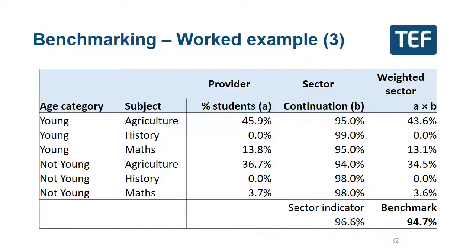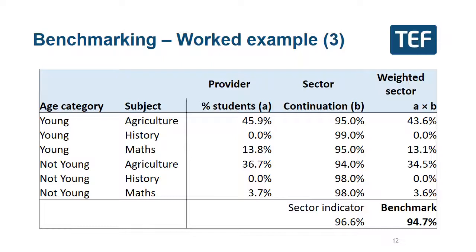As a reminder, the provider's indicator, the actual continuation rate it achieved was 94.3%, so it's performing broadly in line with what we might expect given the mixture of students and subjects that it has. Although the provider's slightly below its benchmark, it's not what we would define as materially or significantly different. It wouldn't meet any of the thresholds to generate a flag. If we'd just been comparing the provider's indicator to the sector average without taking into account age or subject, this difference would have appeared a lot bigger.